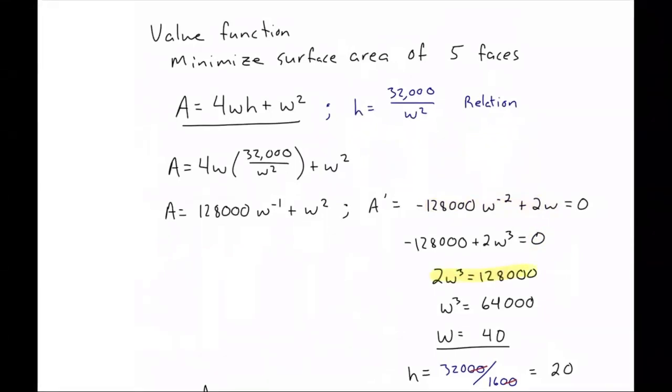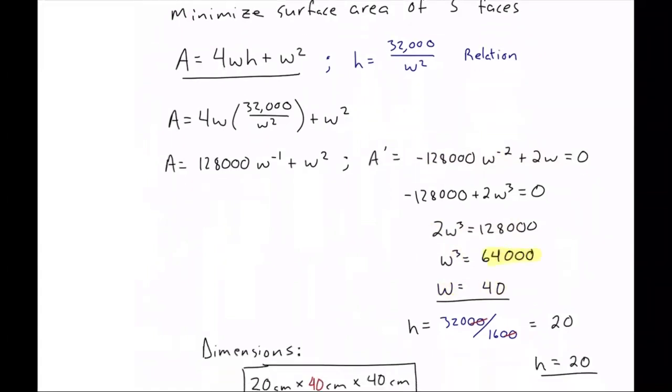So here's this line adding 128,000 to both sides. W cubed is now 128,000 over 2, which is 64,000. And the cube root of 64,000 turns out to be 40. Not plus or minus, but 40, right? This is an odd root. So an odd root of a positive number is a positive number, right? So W is 40. So that's one of the dimensions.